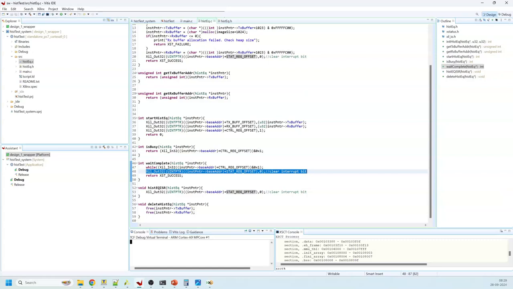And next time when you send an image, you will immediately find the status register is one. But that doesn't correspond to this new image, it might be corresponding to the previous image. So it's important to clear the status register.